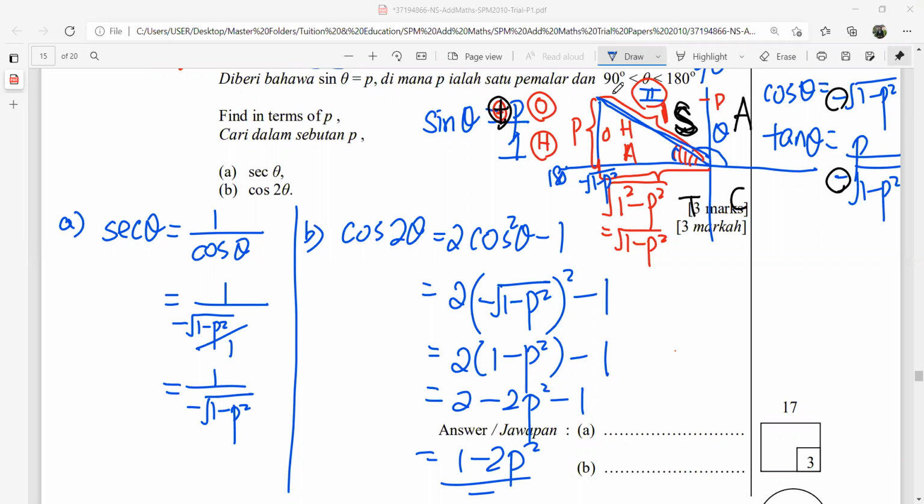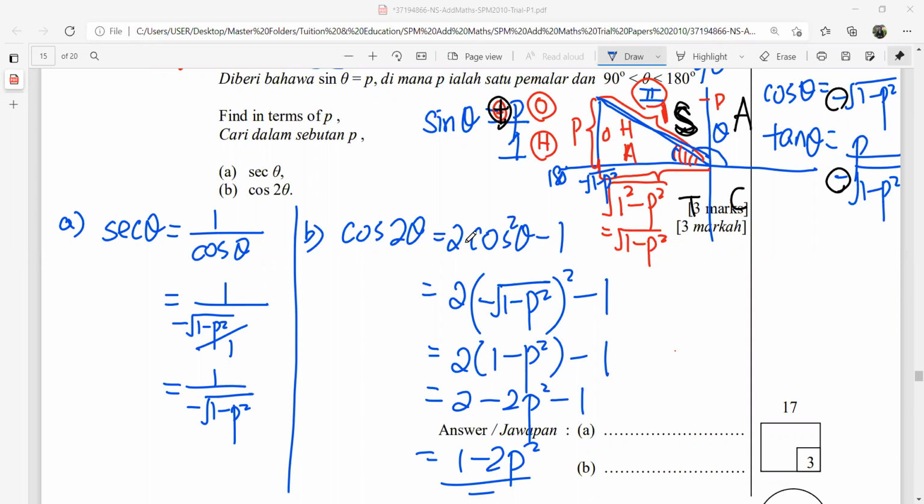So you understand the quadrant, sign is positive only here. That's why you see the value sine theta equals to P. And the cos theta, you see got negative, tangent theta also negative. But the thing is, I'm trying to tell you, you must know the formula. Secant theta is what? 1 over cos. Cos 2 theta is what? Got 3 formulas, right? Cos square minus sine square, or 2 cos square minus 1, or 1 minus 2 sine square. Answer will be the same.